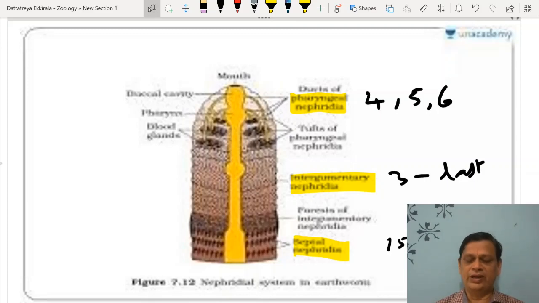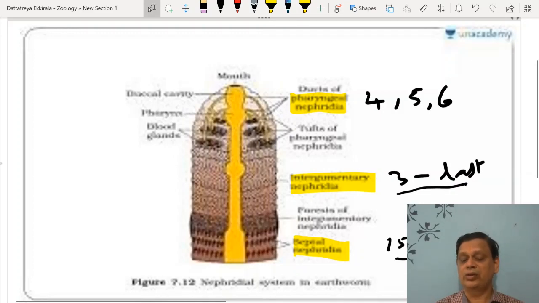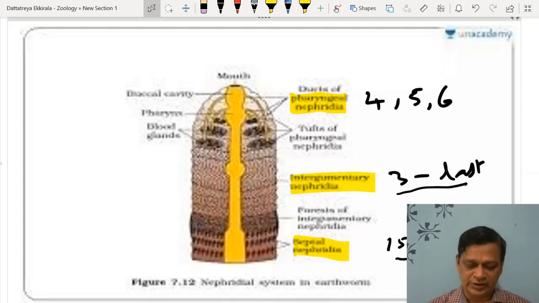So pharyngeal nephridia actually have nothing to do with the process of digestion because they are close to the pharynx. They are called pharyngeal nephridia. That is also the place where the blood glands are present, and some nephridia open into the gut. For example, both pharyngeal nephridia and septal nephridia open into the gut, so they are enteronephric. And integumentary nephridia present from third to last segment open directly to outside, so they are exonephric type.